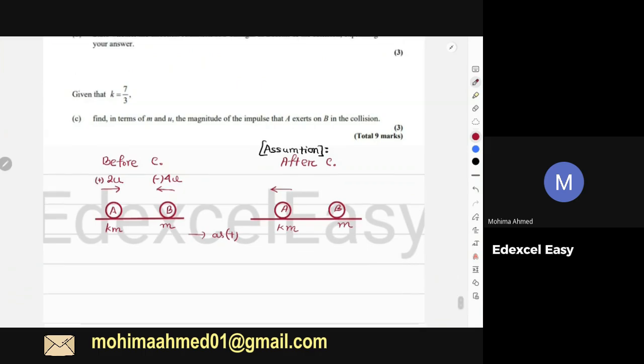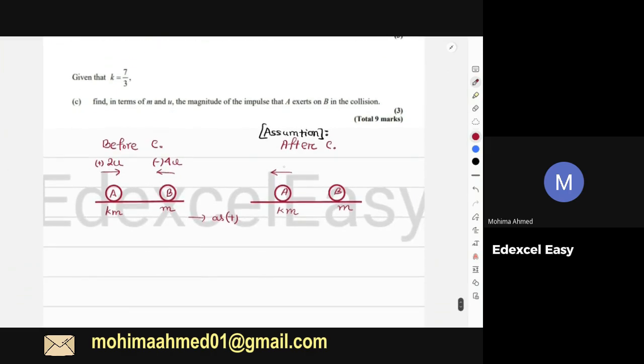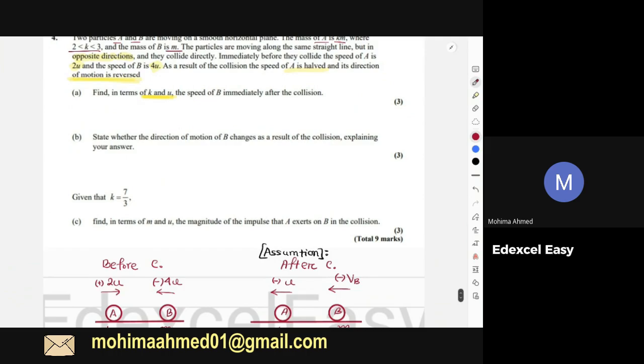After the collision, the speed of particle A was half. Initially it was moving with 2u, so it will be just u here with a negative sign, because it got reversed. And I'm assuming that particle B might have caused a larger force on A. That's why particle A got reversed and particle B would have traveled in the same direction. That is my assumption. This is vB in the same direction. Now, let's see if it is true or not.